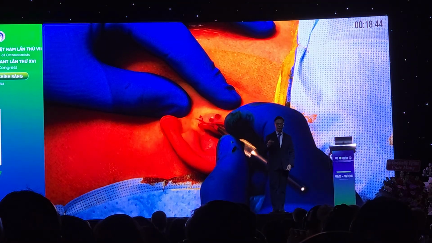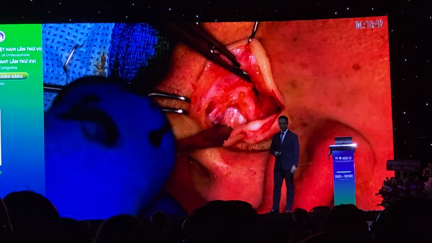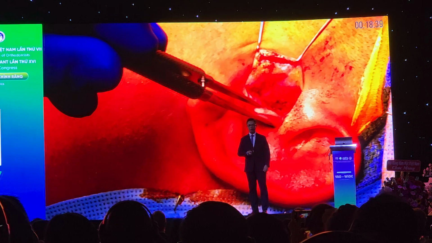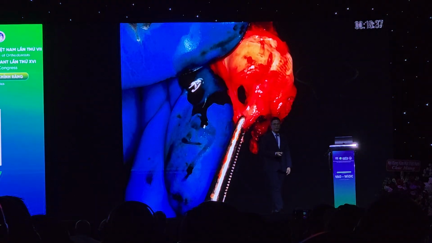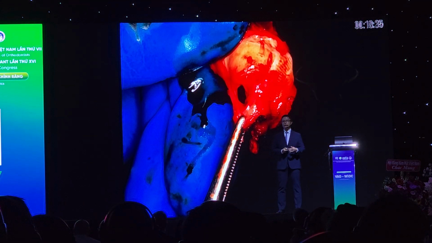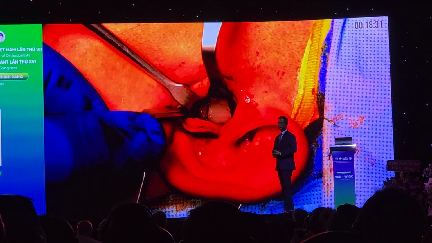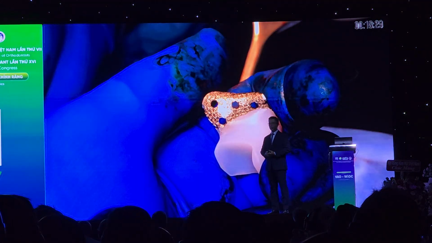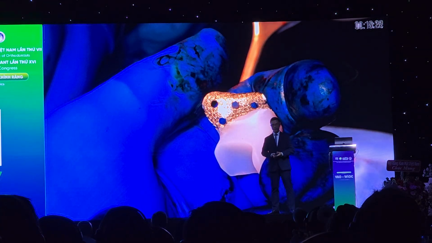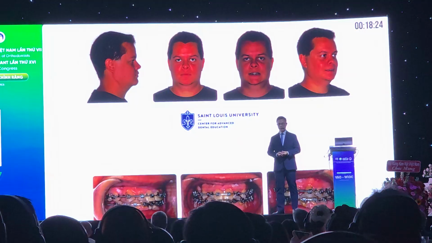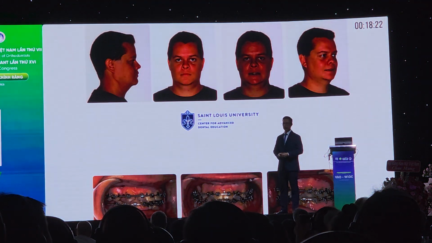So I'm going to show you briefly the surgical procedure. They expose the TMJ, and this is the articular disc. Then remove it. You can see there is a perforation of the articular disc. And then you cut down the coronoid process and the condyle and put in the artificial fossa. And then put in the joint. And then this is after the surgery.